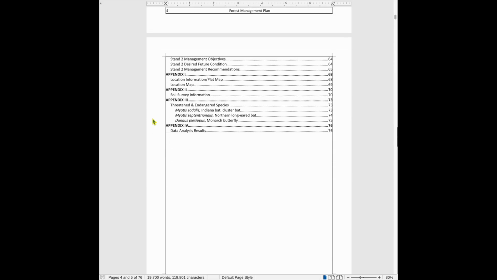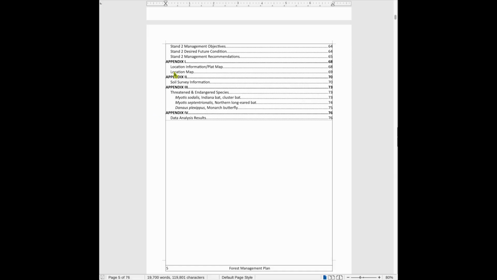Okay, and then just some other things that come with the plan. There's a location and plat map, soil survey information, threatened and endangered species. These 3 species, the Indiana bat, northern long-eared bat, and monarch butterfly, are listed for the whole state, I believe. So there's no special species of interest here. And if there were, it doesn't really affect what we're doing here at all. It's one of those federal checks that we have to make sure that we are being mindful of these species, so this is how we address them.